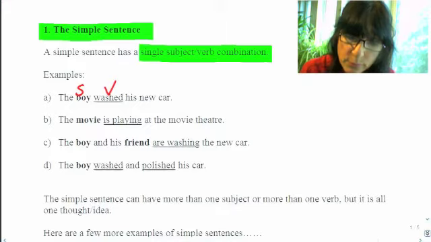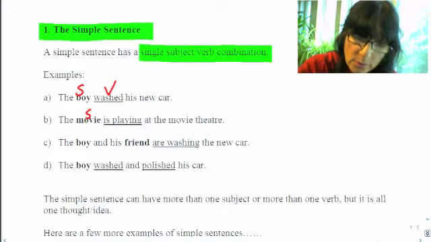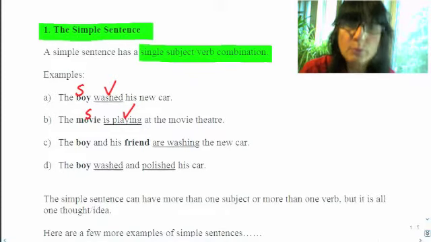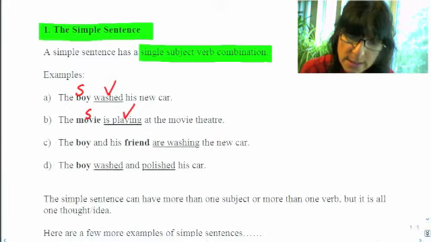The second one, the movie is playing at the movie theater. The subject is movie. The verb is playing. Is the helper verb. Playing is the main verb at the movie theater. Simple sentence. C, the boy and his friend are washing the new car.